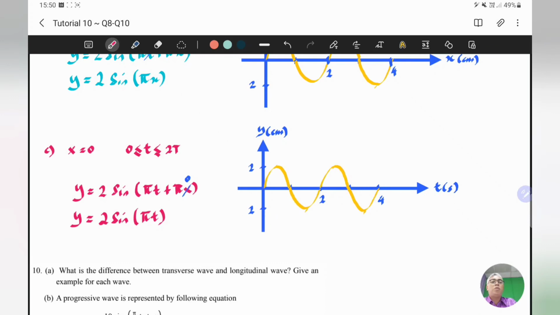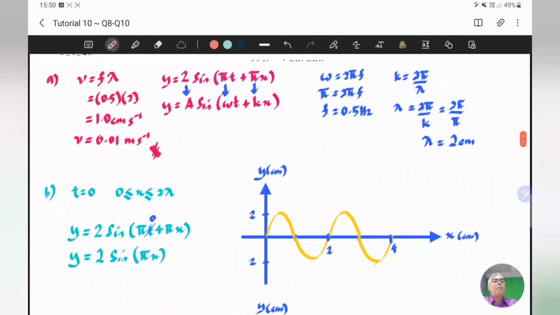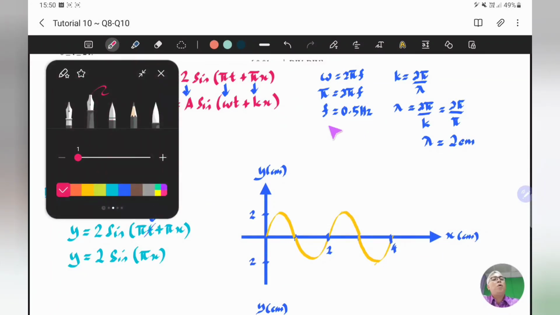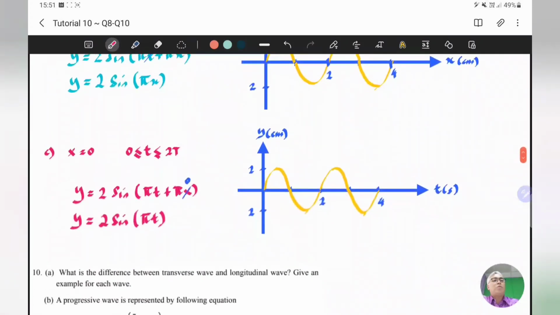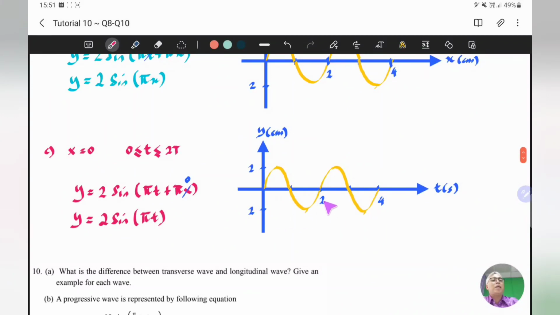Again, label the graph. This is the amplitude, which is 2, and period also 2. How do you get that? From the frequency. Frequency is 0.5 hertz. As we know, period equals 1 over f, which is 1 divided by 0.5, giving you 2 seconds. So we just label it by 2 seconds, also 4 seconds.